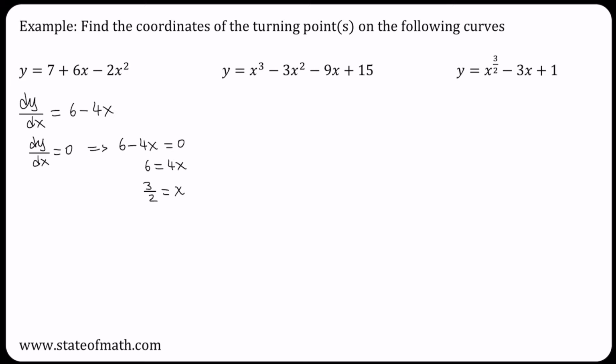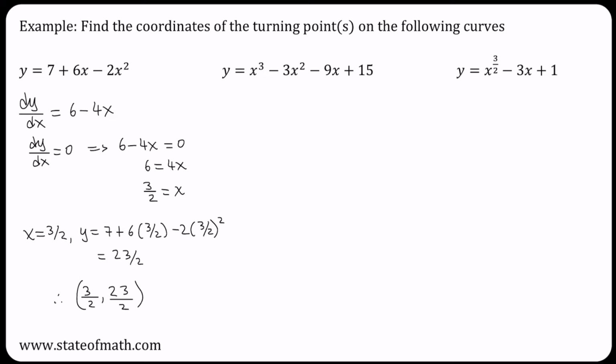We still need to find the value of y to complete the coordinates. So when x is 3/2, y is 7 plus 6 times 3/2 minus 2 times (3/2) squared, which gives an answer of 23/2. And therefore, there is only one stationary point, and this has coordinates (3/2, 23/2).